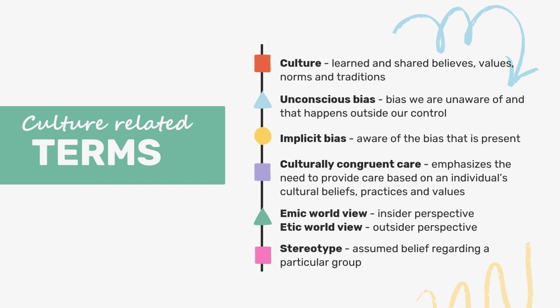And then you have two different types of worldview. You have emic and etic. So emic is the insider's or native's perspective, so how members of a culture perceive or interpret their world. And then etic, that is an outsider's perspective. So this is viewing another culture through one's own cultural lens. Then you also have stereotyping or stereotype. That is a generalized and often oversimplified belief about a certain group of people.